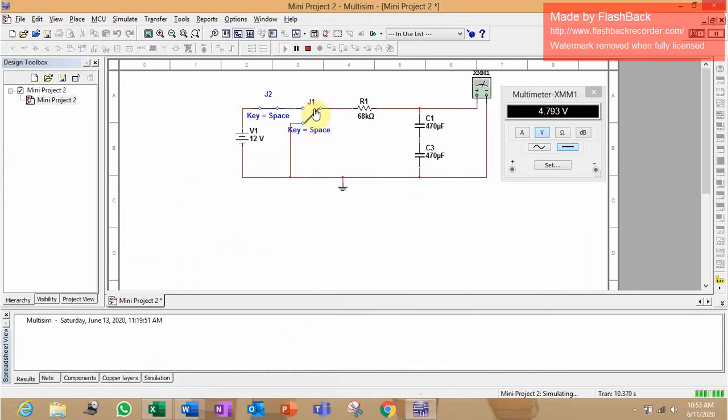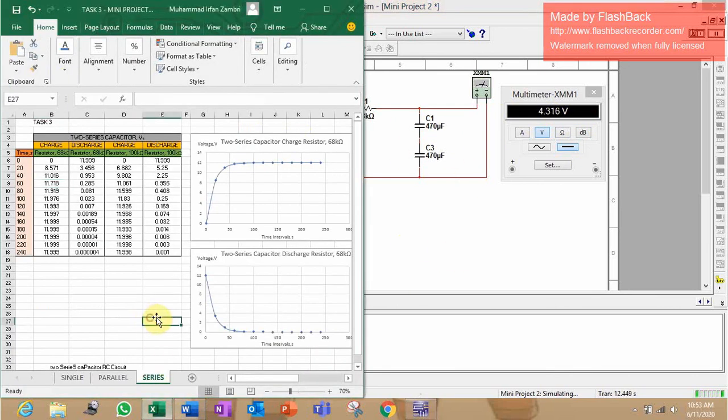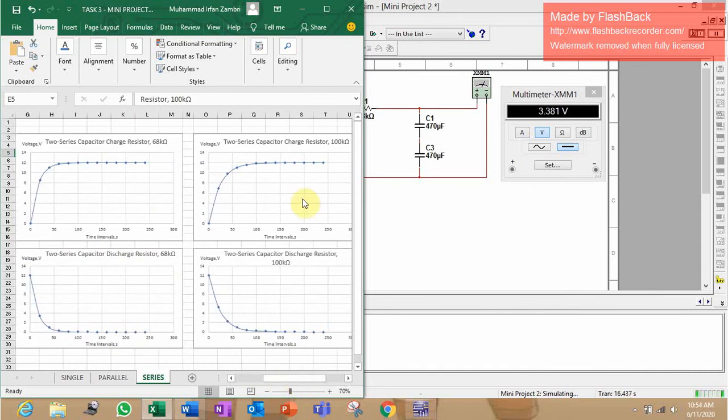For the discharging, it will discharge until the voltage across the capacitor reaches zero value, and from the result obtained, this is the result after 240 seconds for 68 kilo ohm, and for 100 kilo ohm it is 0.001 volt, which is also considered as 0 volt. So this is the graph obtained from the result.